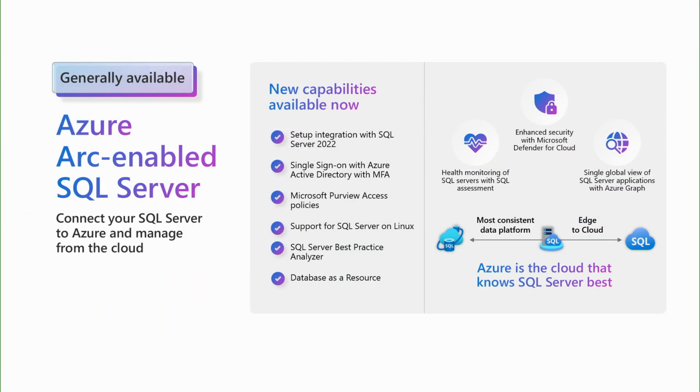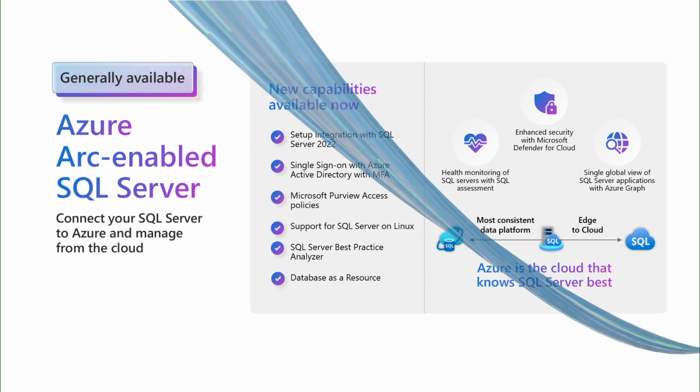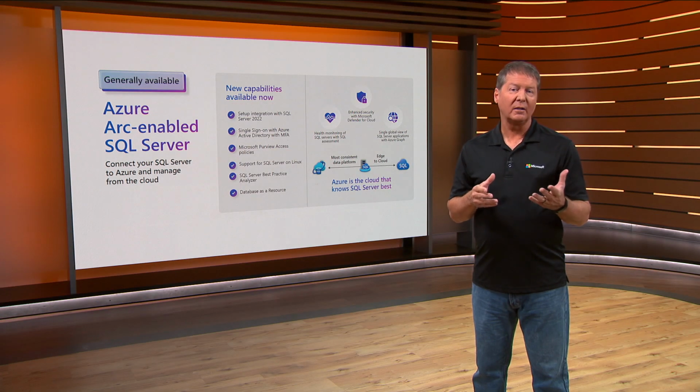We've talked about it a little bit already, but there are some really new cool features, capabilities available for Azure Arc-enabled SQL Server. It is now integrated with SQL Server 2022 setup, connected with cloud security capabilities like single sign-on with Azure Active Directory with MFA and Microsoft Defender for the cloud, as well as the Microsoft governance solution Purview access policies. It also supports SQL Server on Linux, powered with SQL Server Best Practice Analyzer and Database as a resource. With Arc-enabled SQL Server, you can connect your SQL Server to Azure wherever it is and manage it from the cloud.